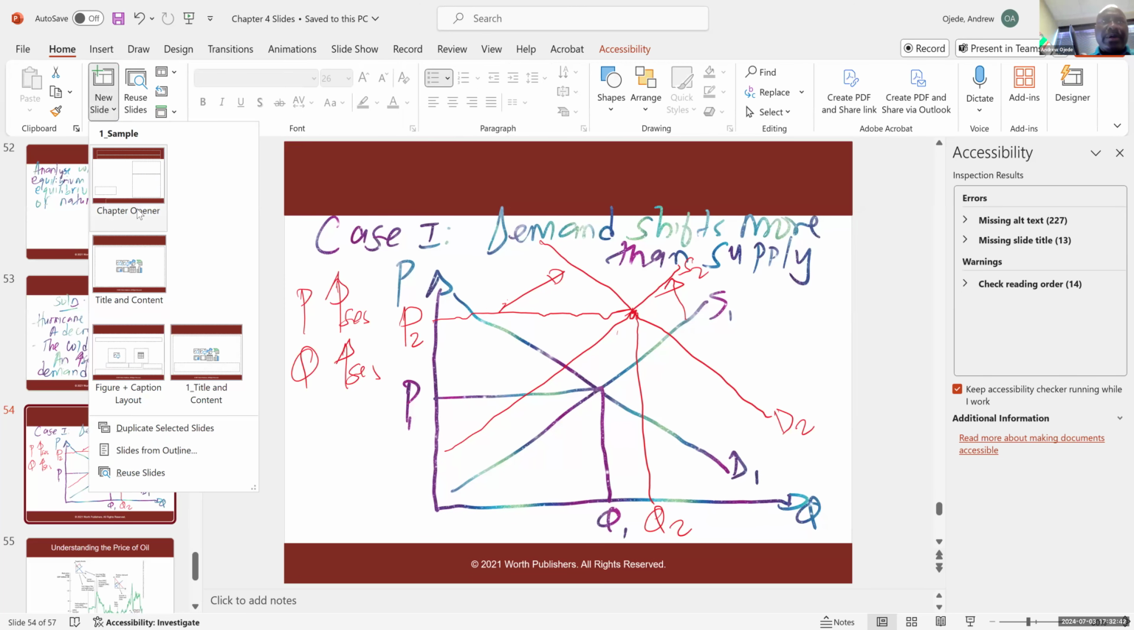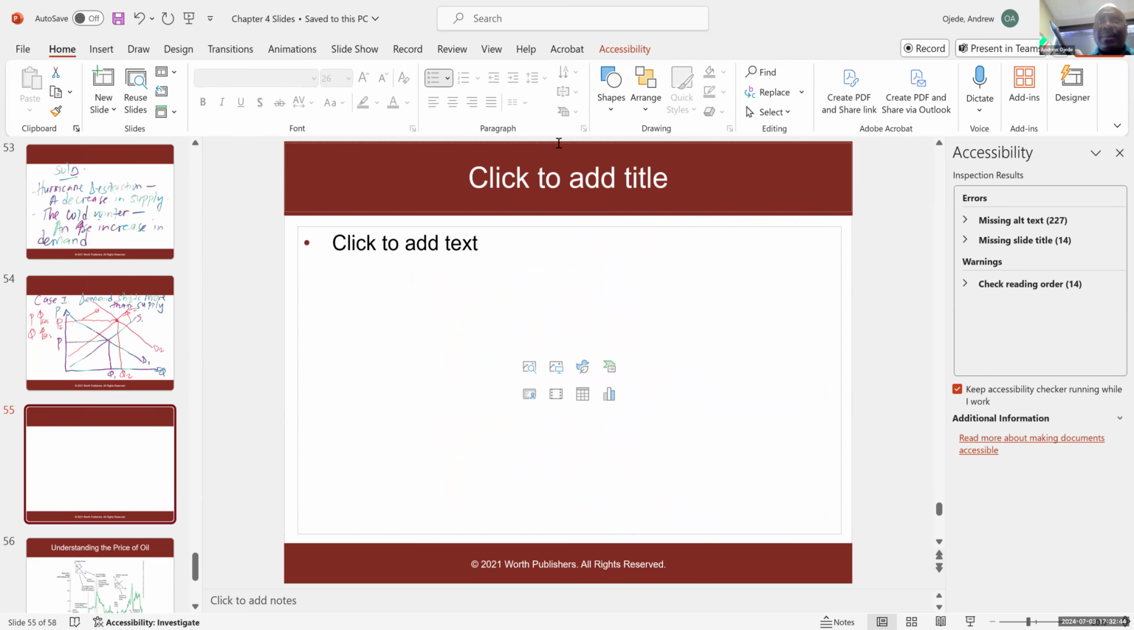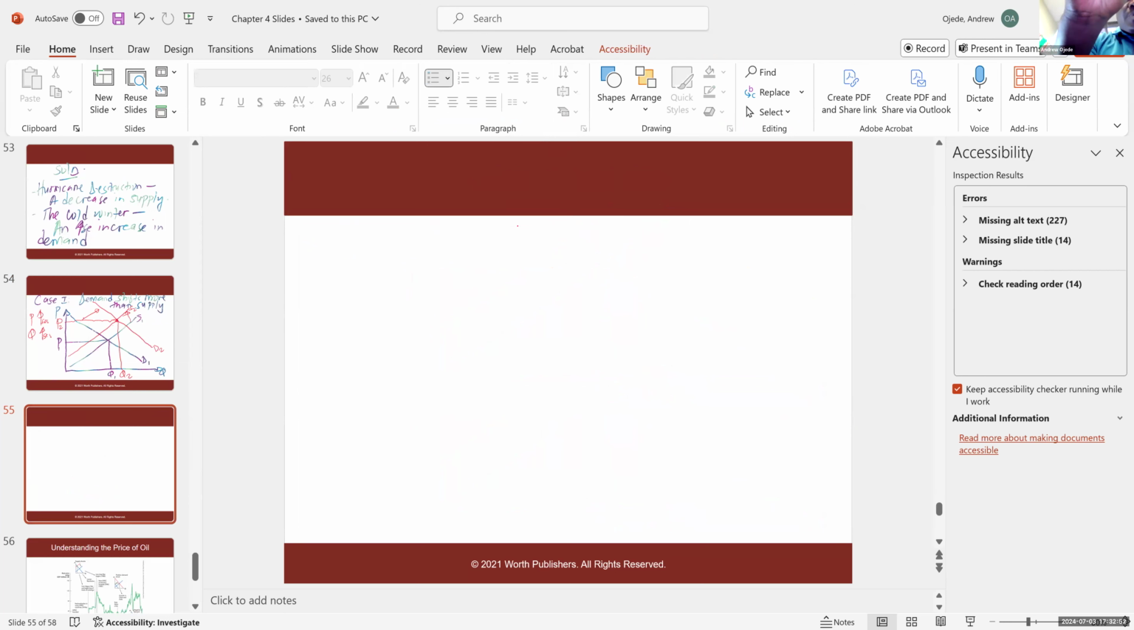So case two, we can assume that the supply for natural gas is going to shift to the left disproportionately more than the shift to the right of the demand for natural gas. So case two, we can say supply shifts more than demand.